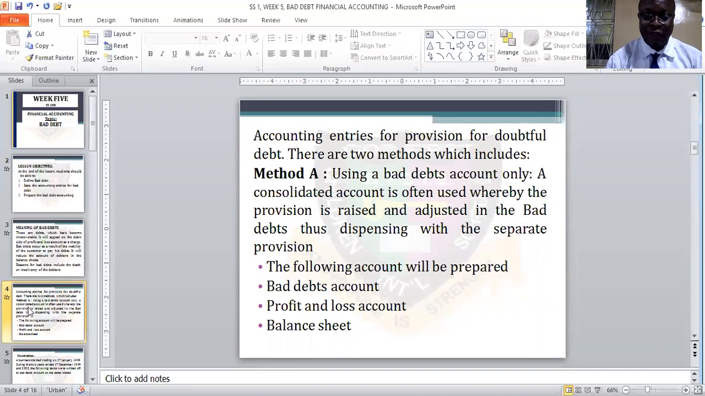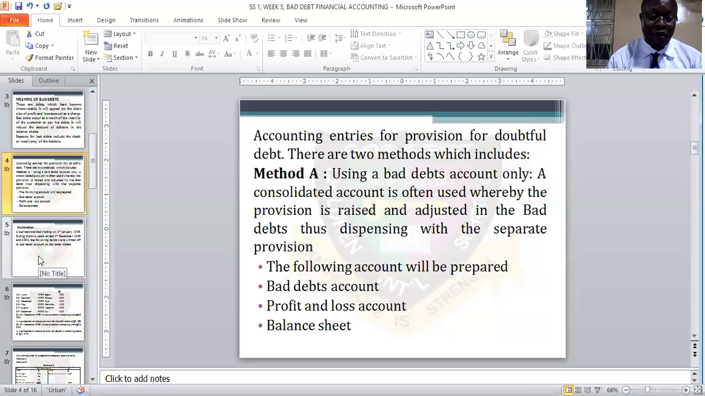Then let us look at the accounting entries for provision of bad debt. There are two methods, and we have method A. Method A uses the bad debt account only. That means we are going to have a consolidated account, which is always used where a provision is raised or adjusted in the bad debt. Then we are going to have separate accounts prepared: the bad debt account, profit and loss account, as well as the balance sheet. So all these accounts will be prepared.